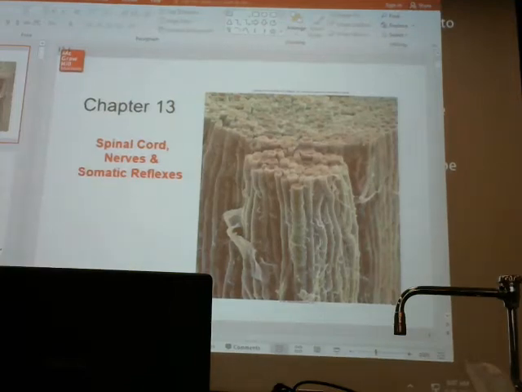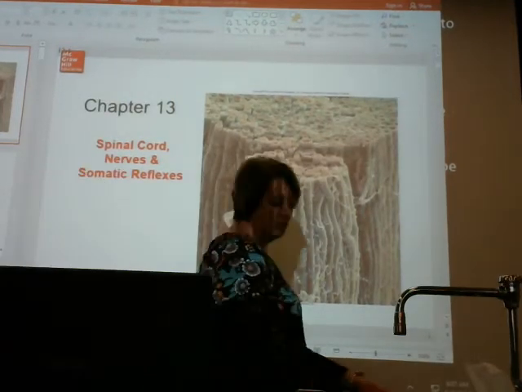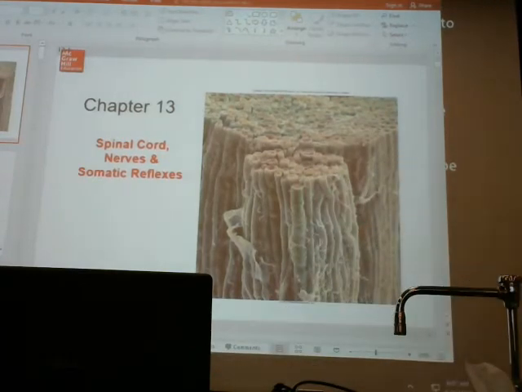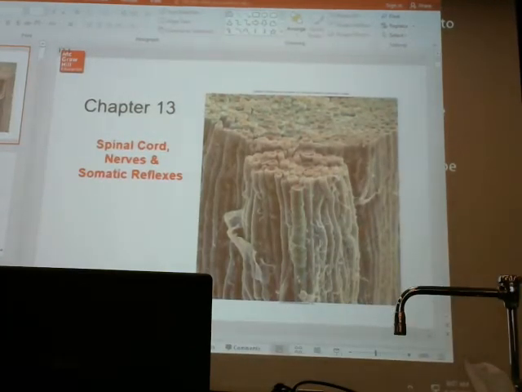In Chapter 12. Chapter 12 should have given you an introduction to the nervous system, and one of the things that it should have done is give you an idea of what those cells are going to look like and how those cells are going to transfer information. Hopefully that's where the professor ended in part 1.